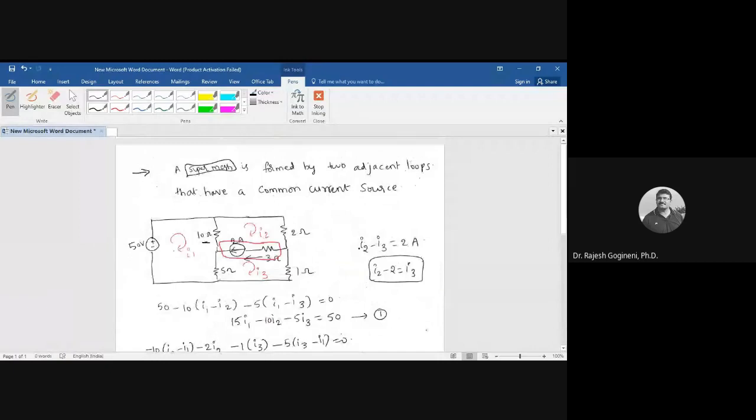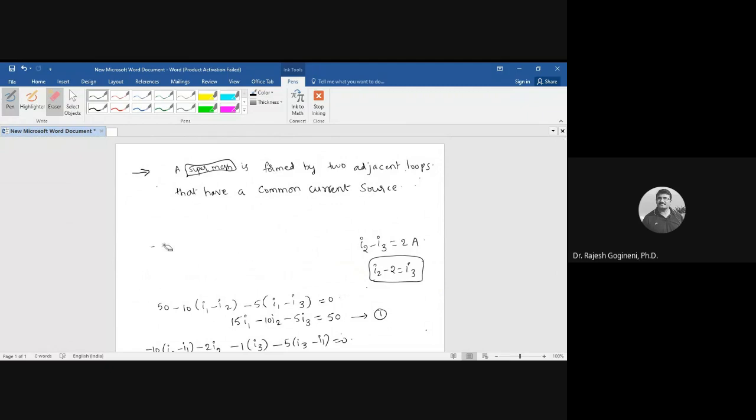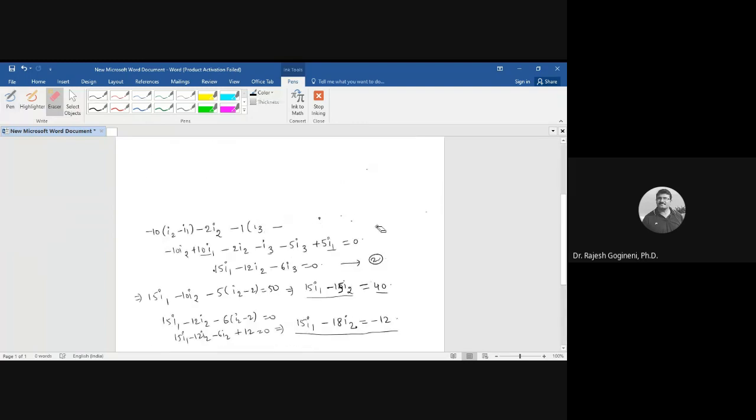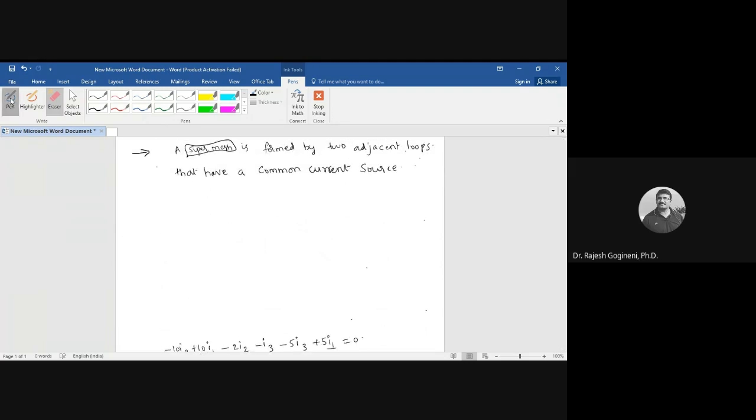Suppose the current source is present at the boundary, that means at the periphery of any circuit, the boundary of the given circuit. It is also a super mesh problem only, but a slight variation is there between the previous problem and this one. That means we will have a current source at the boundary of the circuit, right? Okay, note down this circuit.